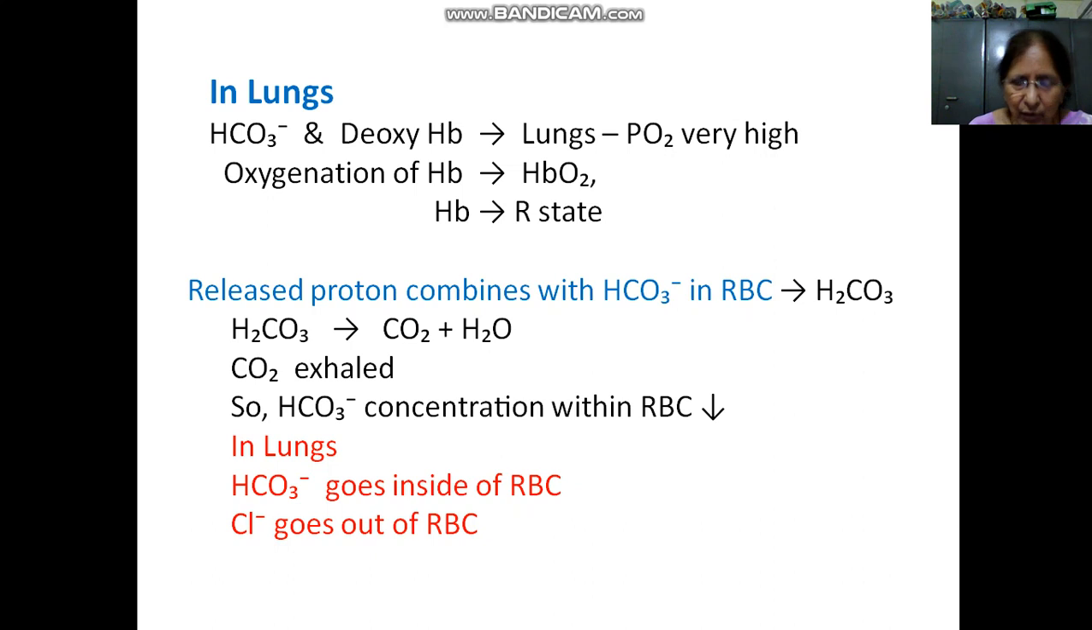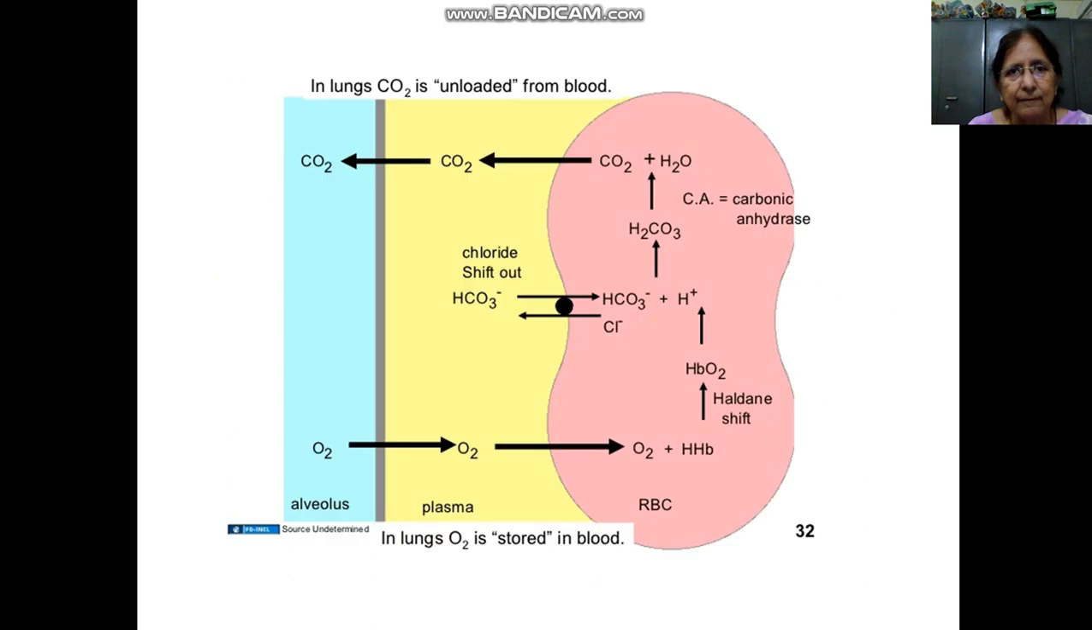To equilibrate, to maintain the concentration, bicarbonate from the plasma goes inside the RBC. But at the same time, chloride ion goes out of the RBC to maintain the equilibrium. And this happens in the lungs. Remember this, we will discuss it again in the later slides.